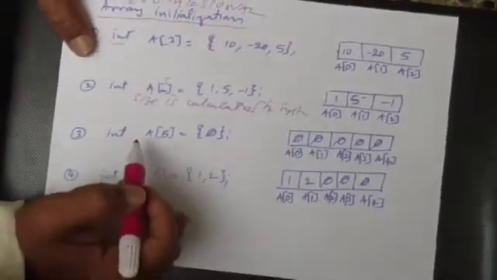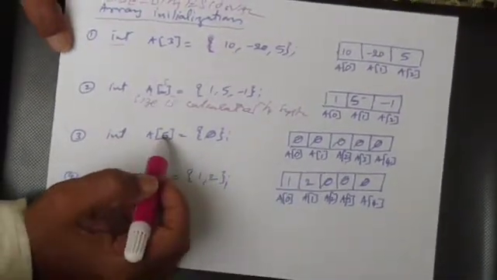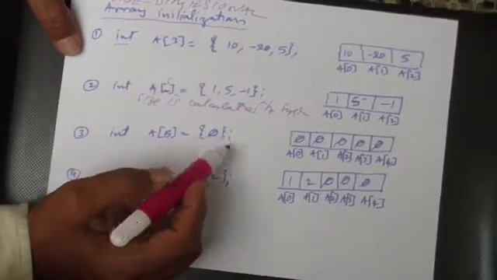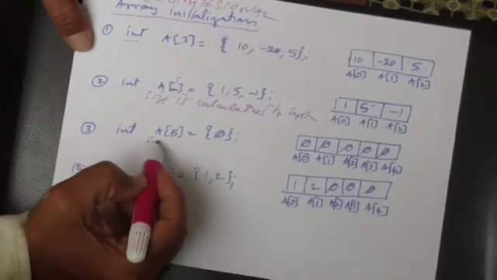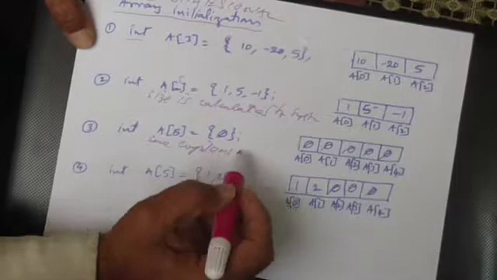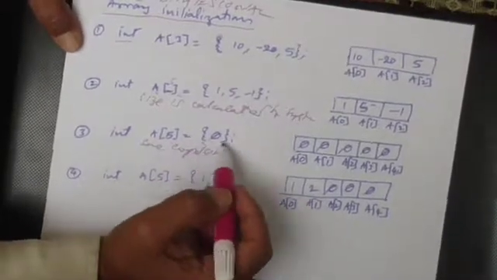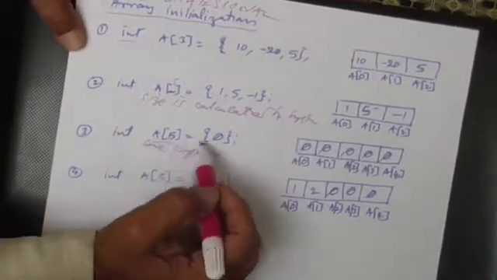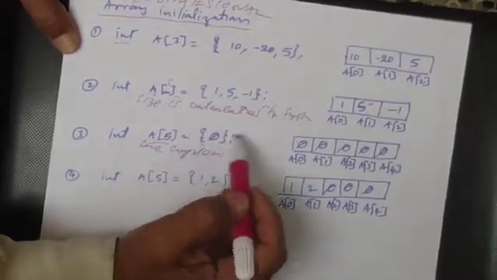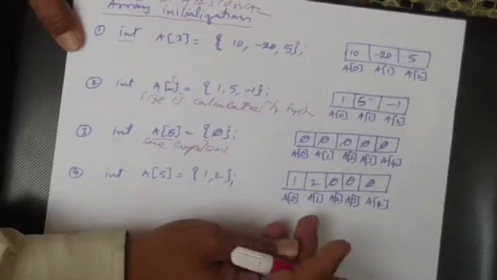Another one is int a[5], and I have initialized it to 0. Not all compilers, but some compilers will accept it. So initializing an array with only one individual element, all the elements of the array are initialized to 0.